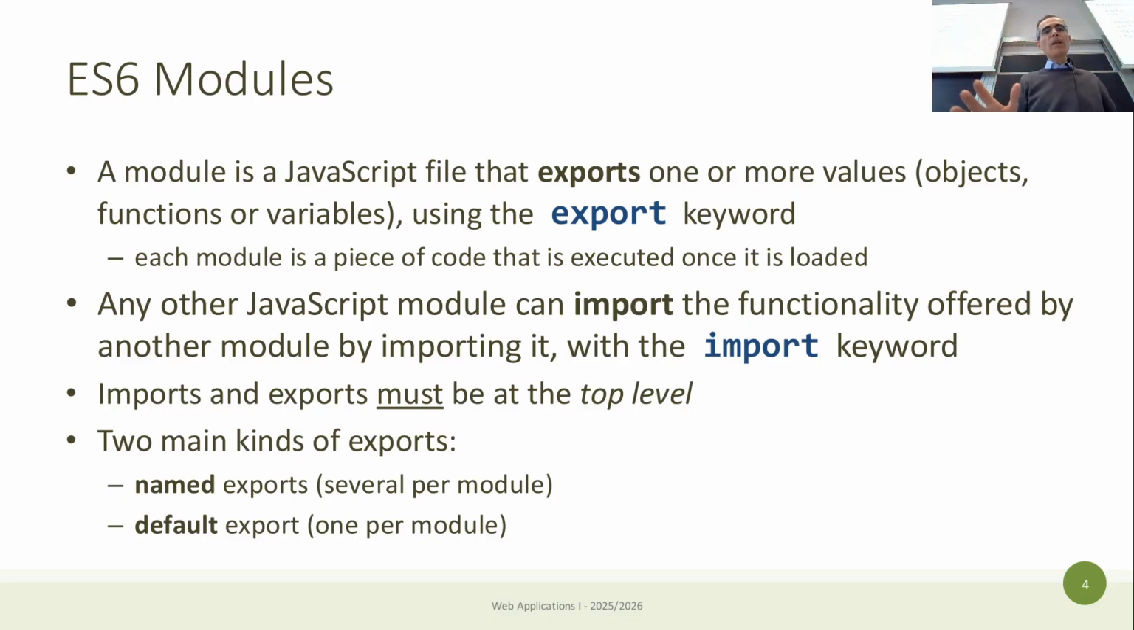A module is a JavaScript file that exports some values. Remember that can be anything. Of course, it can be fixed values: numbers, strings, Booleans, etc. But it can be objects, arrays, and functions, especially functions, using the export keyword. A module is a piece of code that is executed once it is loaded. Typically, it doesn't do that much computation. It defines functions, because you want to import functions, library functions, and so on.